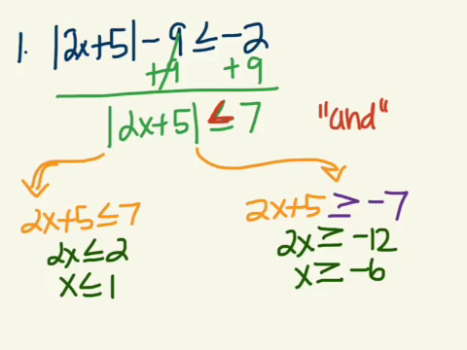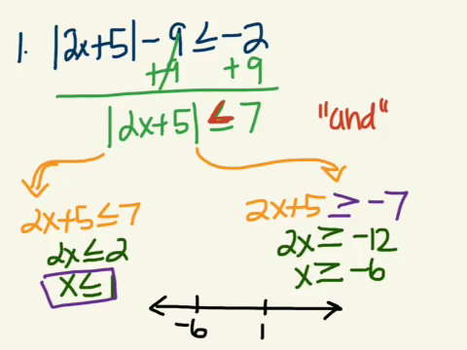And then what you want to do is graph your final answer. So if you draw a number line, we have negative 6 and 1. And this is where the whole AND versus OR is going to come into play. So for this one, x is less than or equal to 1, you have a solid dot at 1, and you're going to shade to the left because it's less than. And then for x is greater than or equal to negative 6, you're going to have a solid dot at negative 6, and you're going to shade to the right.